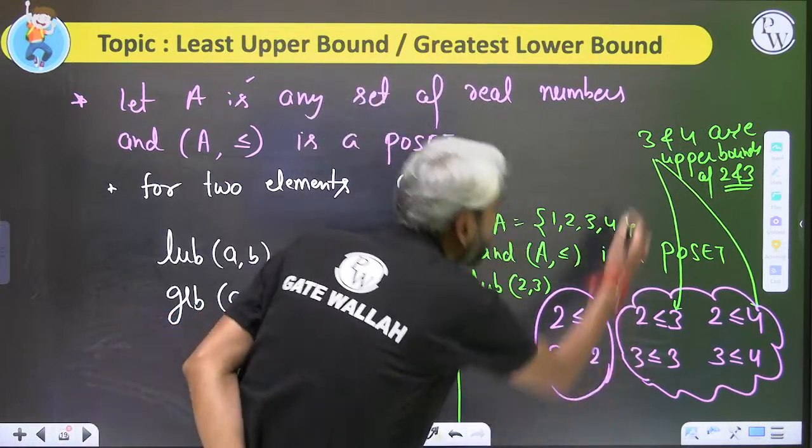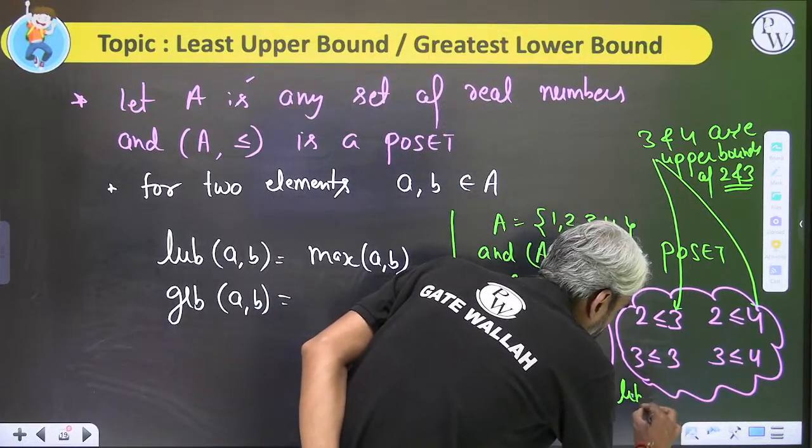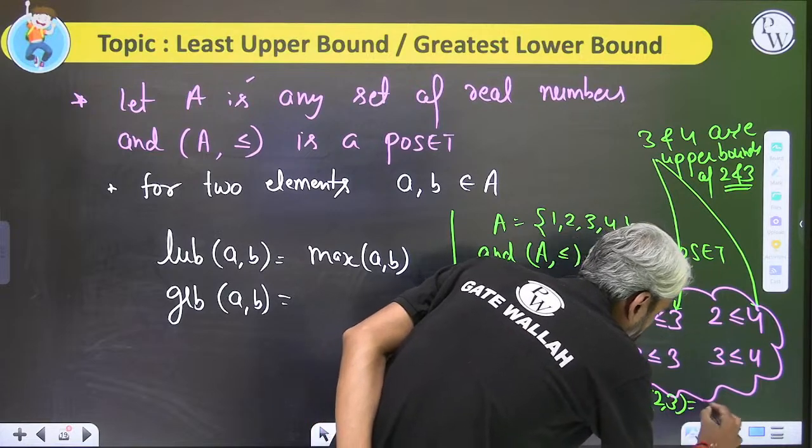So do you realize that 3 and 4 are the upper bounds of 2 and 3, but the least upper bound of 2 and 3 will be equal to 3.